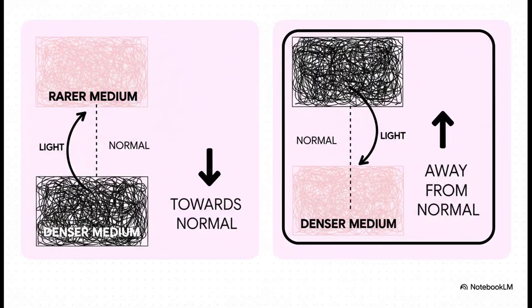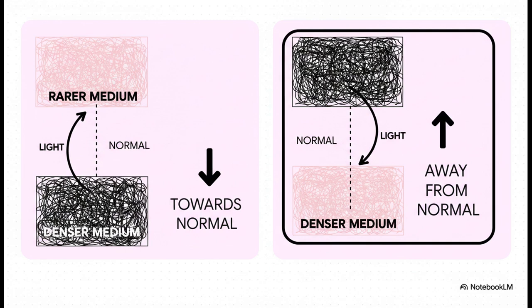Okay, now check this out, because this is a really cool detail. The direction of the bend depends on where the light is going. So if light travels from something less optically dense, like air, into something more optically dense, like water, the ray actually bends towards our imaginary normal line. But if it's going the other way, say from the water back out into the air, it does the opposite.